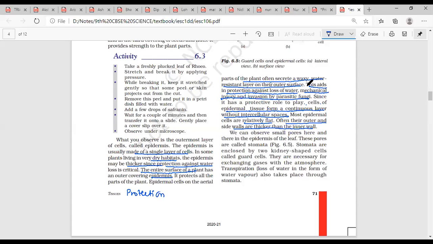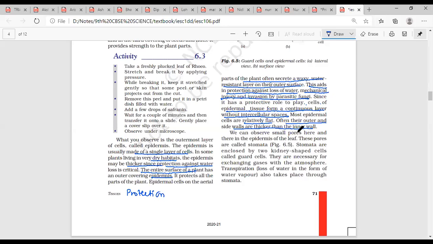The presence of waxy layer helps in protection from water loss. It provides protection from mechanical injury, that can be prevented. And the parasites cannot enter the leaves due to presence of waxy layer. So that is important. Importance of waxy outer layer of leaf.